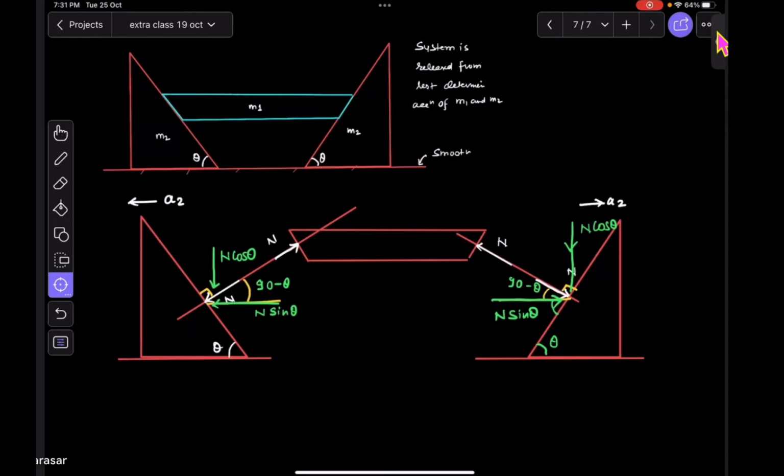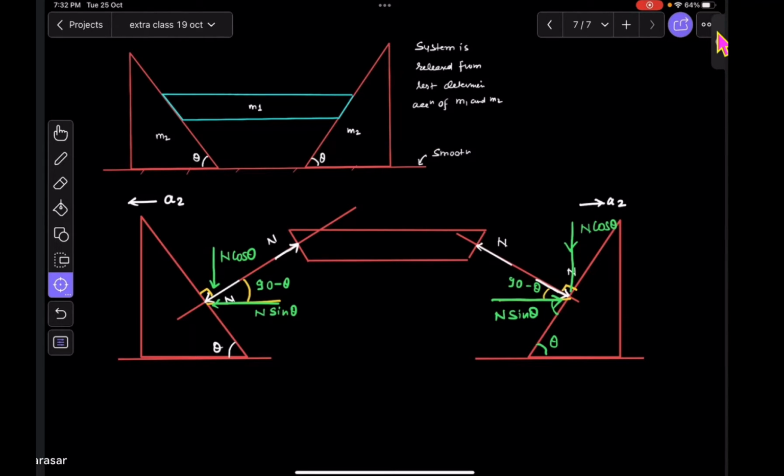Otherwise, it can't maintain contact with both of them at the same time, isn't it? So the amount by which this M2 must slide towards left, by the same amount the right one must slide towards right. Correct? Because of that, I can tell that these two wedges must move equally in opposite directions in the same time. So they must have equal velocity and equal acceleration, just acting in opposite directions.